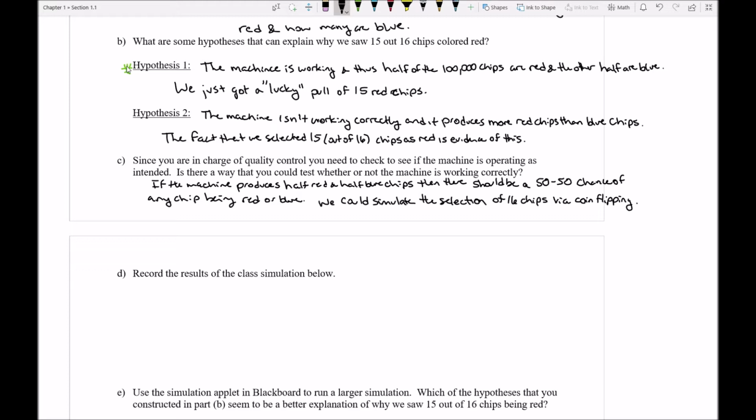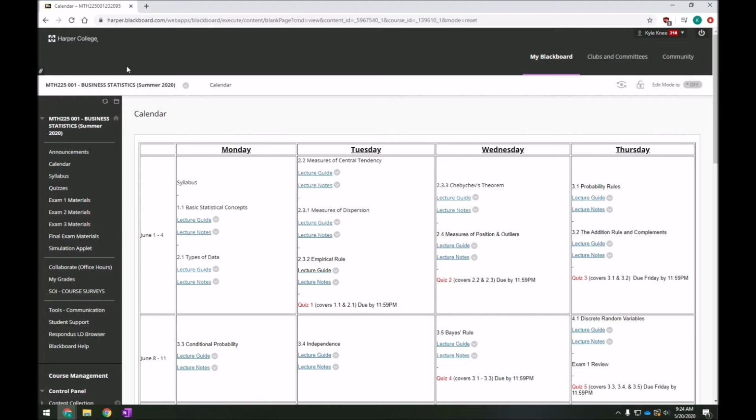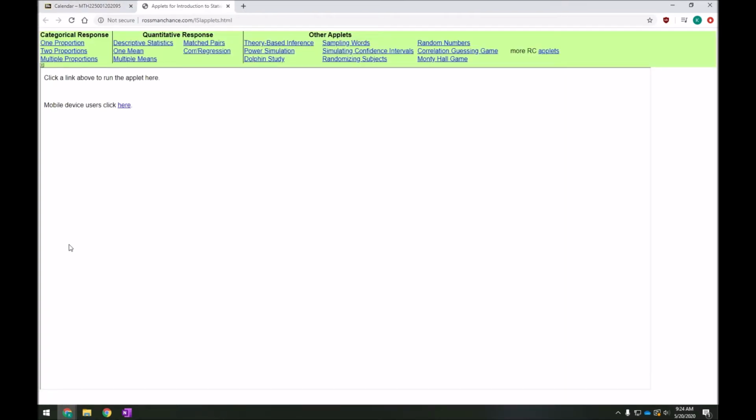Now if we were in a classroom together, I would actually bring in some coins and we would attempt to flip them together to try to simulate this idea. But instead, I'm going to show you how we can do this in a simulation applet that is actually going to be in our Blackboard shell. So I'm going to move over to our Blackboard shell, which is right here. And down on the side, you'll see that I have a simulation applet. I'm going to click on that applet and encourage you to do the same.